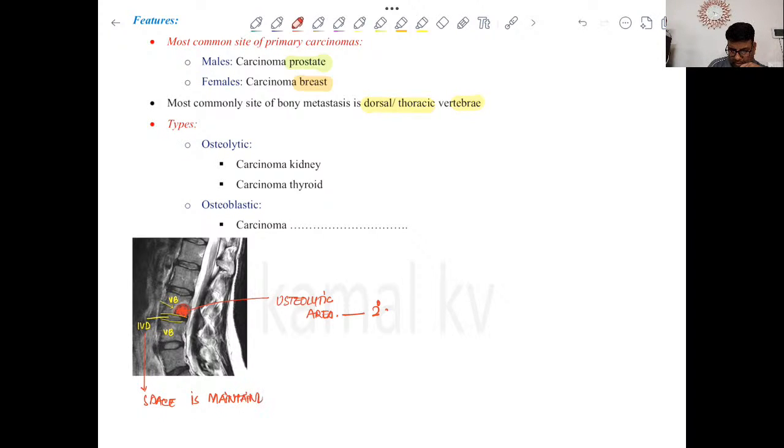So this is very important here, because at times we can have this kind of MRI in tuberculosis as well, but in TB the intervertebral disc is also reduced, right? So in TB we will see osteolysis plus reduction in disc space. Clear? So this is how we differentiate whether a given MRI is of tuberculosis spine or whether it is because of secondaries. So in secondaries, the intervertebral disc space is maintained.